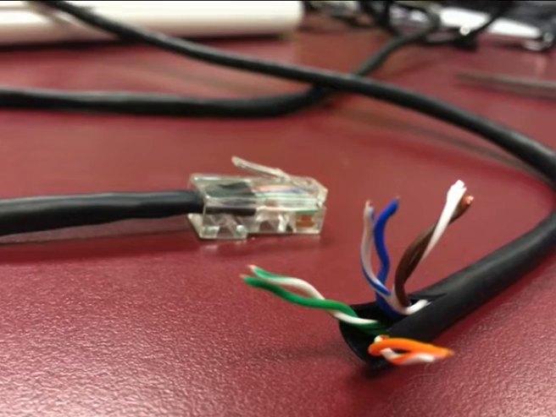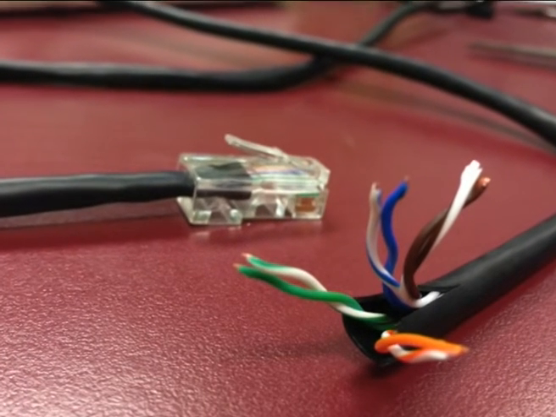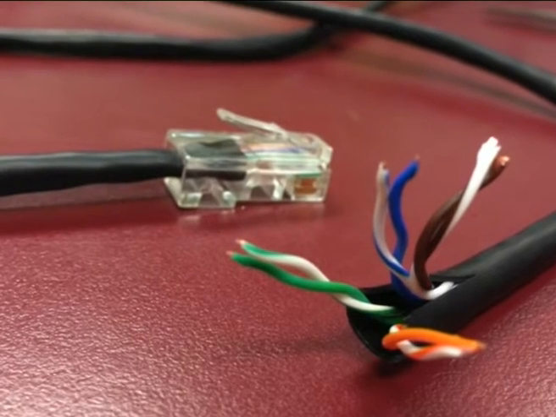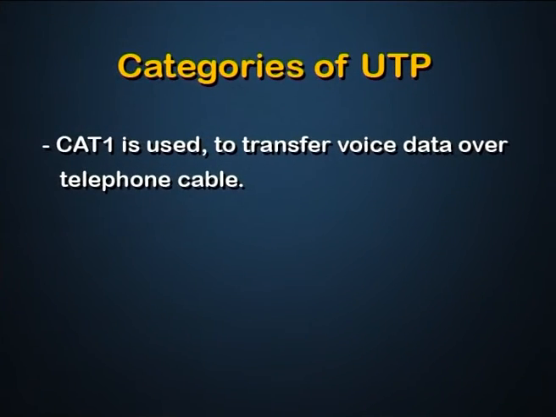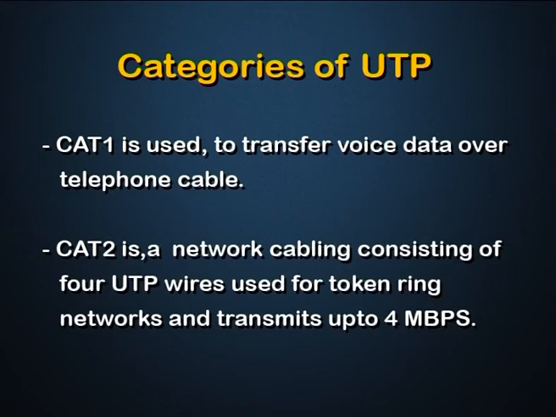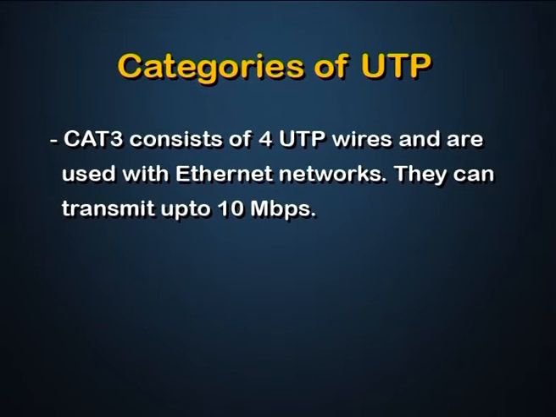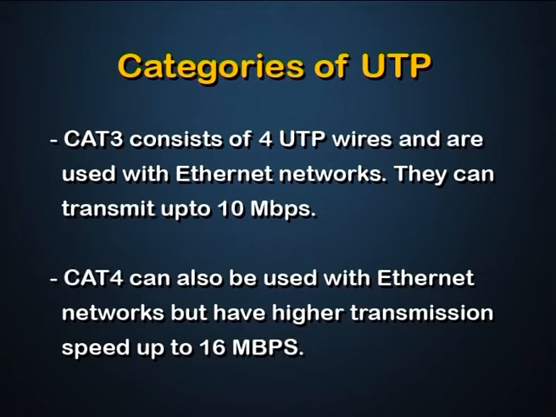Unshielded twisted pair cable has 6 categories, which are denoted as Cat1, Cat2, etc. Cat1, or Category 1, is used to transfer voice data over telephone cable. Cat2 is a network cabling consisting of 4 UTP wires used for token ring networks and transmits up to 4 Mbps. Cat3 consists of 4 UTP wires and is used with Ethernet networks. They can transmit up to 10 Mbps. Cat4 can also be used with Ethernet networks but has a higher transmission speed, up to 16 Mbps.